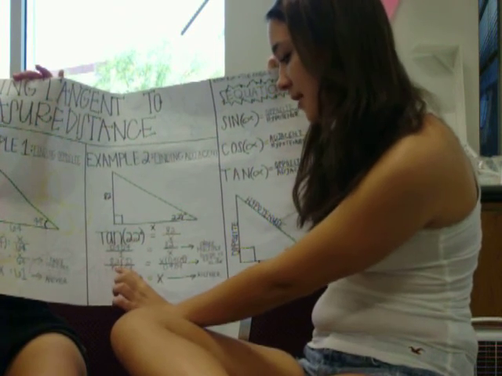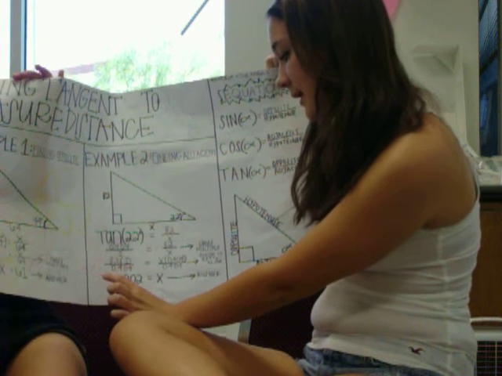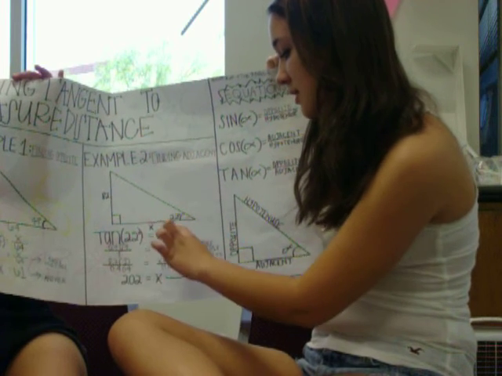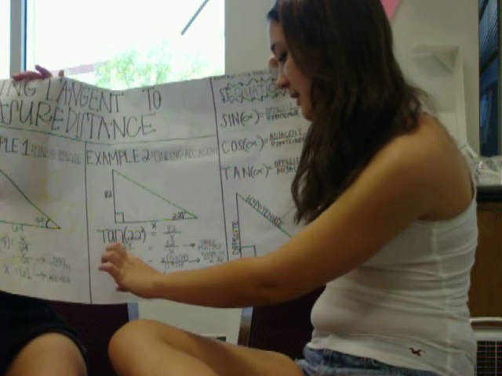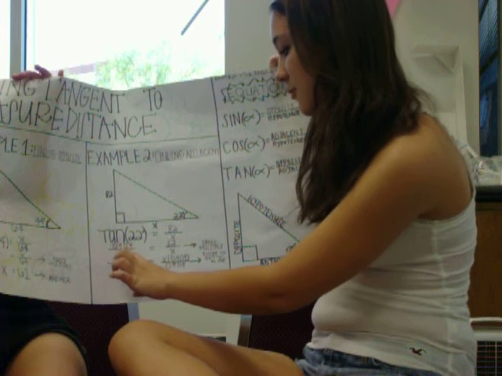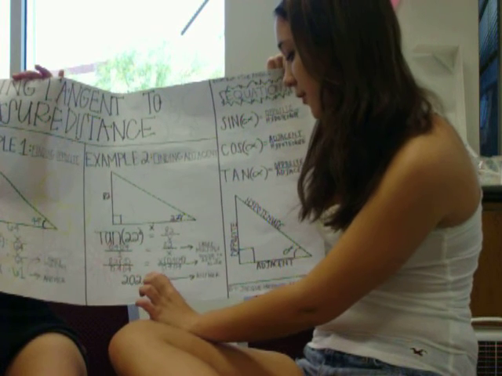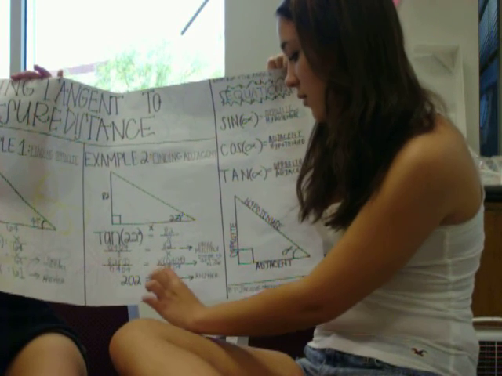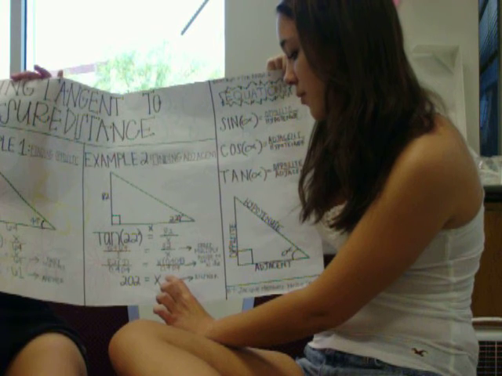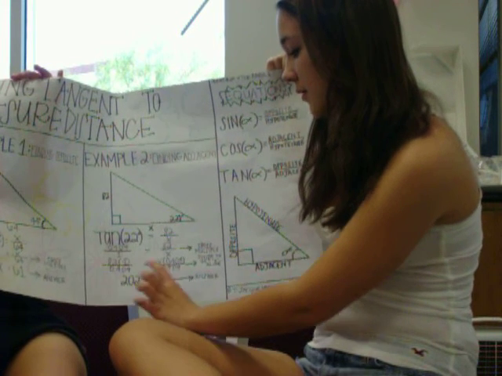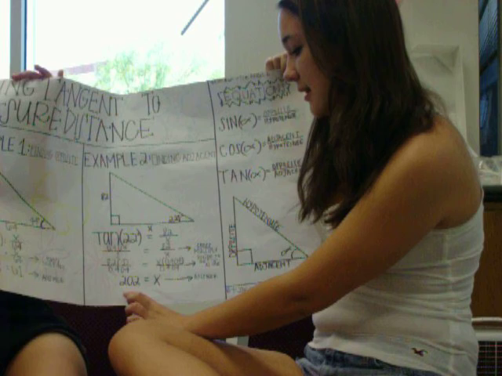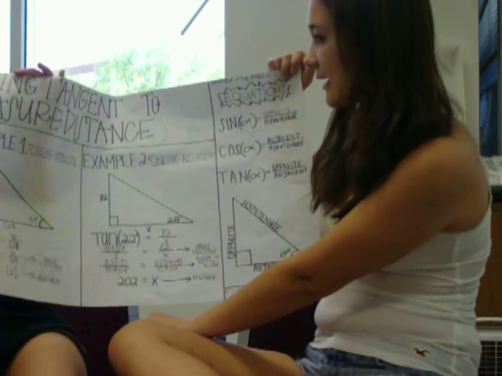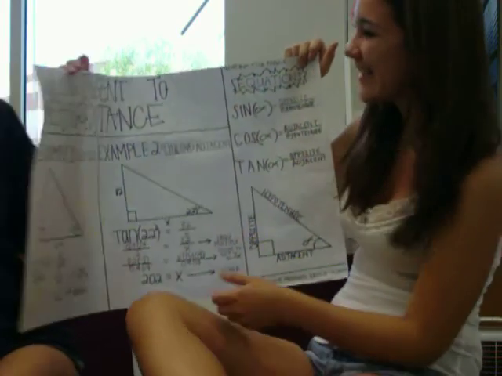And then we cross multiply, giving us 82 times 1, which is shown here, and x times 0.404, which is shown here. And then to get x by itself, we divide by 0.404 on both sides, and that gives us 202 equals x. And that's how you find distance.